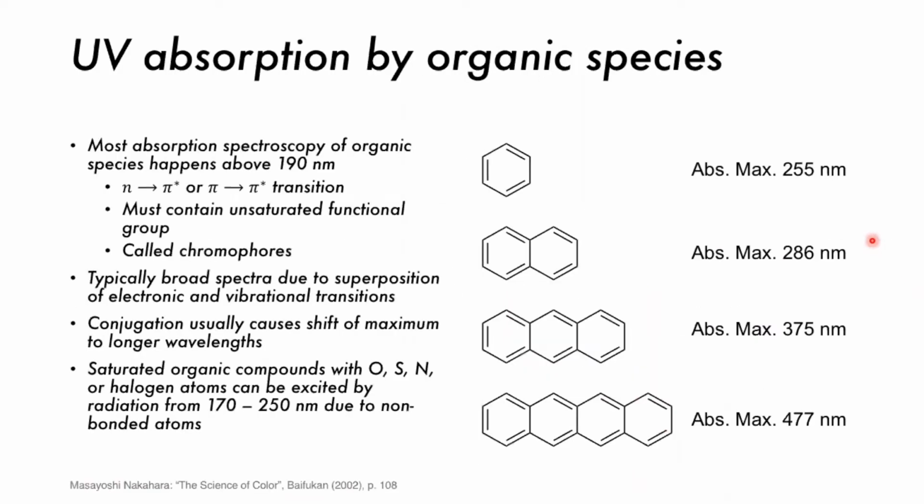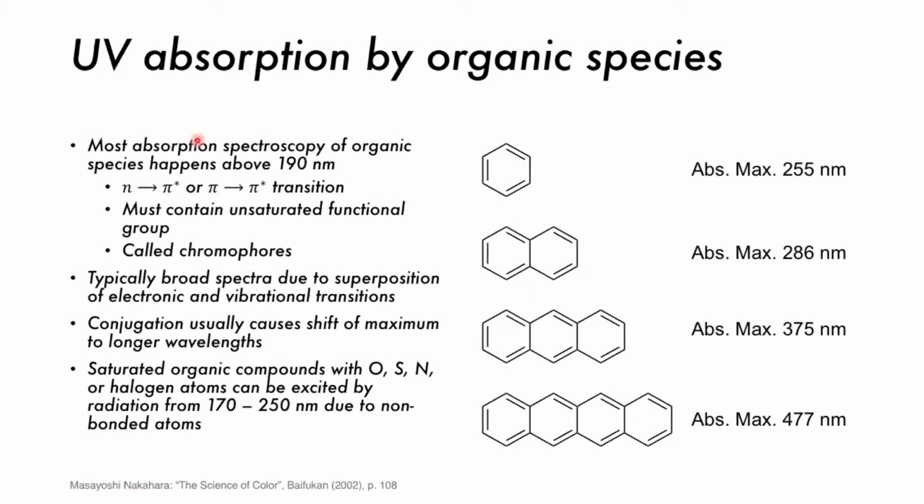So, UV absorption by organic species, as a little recap. Most absorption spectroscopy of organic species happens above 190 nanometers. Because remember, below this, we're in the vacuum UV region, and that is usually a sigma to sigma star transition, which is often going to just destroy the molecule, because the electrons which are involved in bonding are separated from each other, as we saw in the previous sessions, and it destroys the bond and ultimately destroys the molecule.